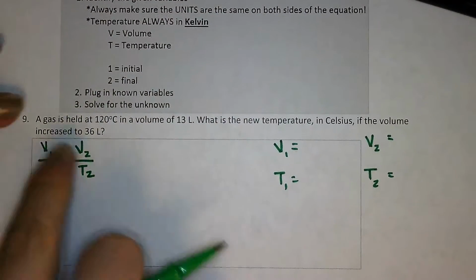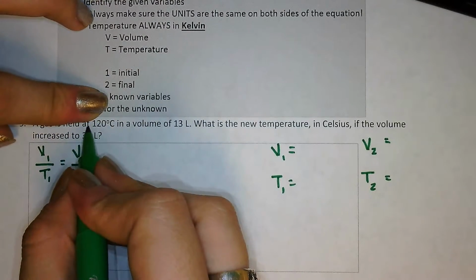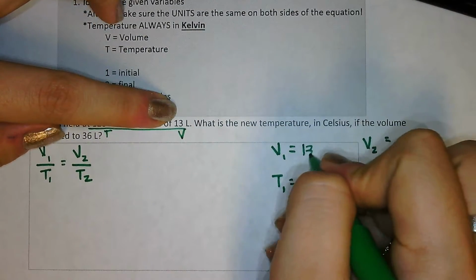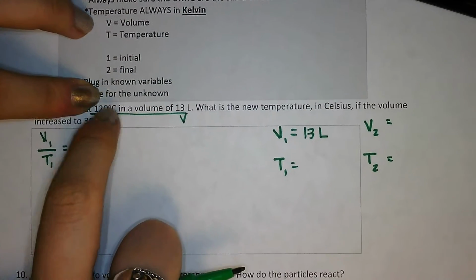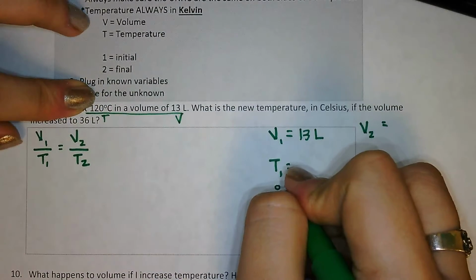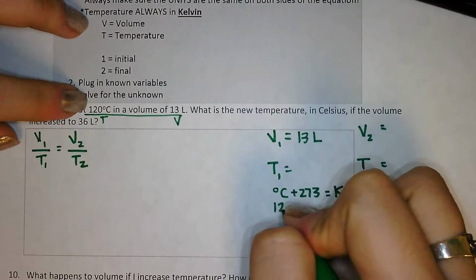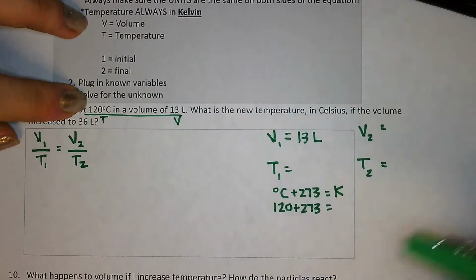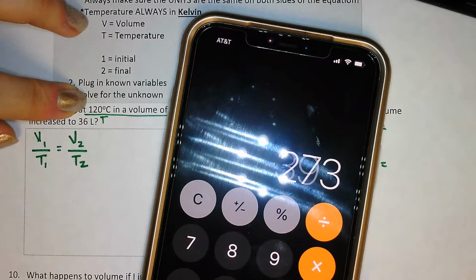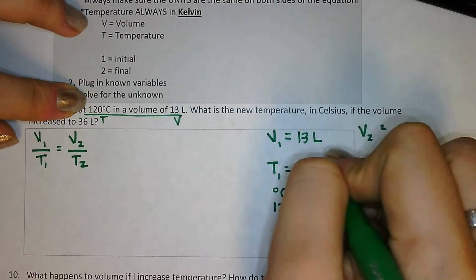Let's read the problem. So a gas is held at 120 degrees Celsius in a volume of 13 liters. So right here we got our initial values for volume and temperature. So volume is 13 liters, temperature is 120 degrees Celsius. However, you have to remember that temperature in these problems has to be turned into Kelvin. So degrees Celsius plus 273 is equal to Kelvin. 120 plus 273 is 393. So my initial temperature is 393 Kelvin.